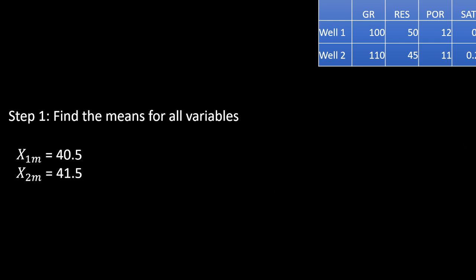Step 1: this is the arithmetic mean x1m. The 1 represents your well 1 values, x is your data, and m represents the mean. So x1m is the mean of the first well's values: 100 plus 50 plus 12 plus 0.2, divided by 4. That value you will get here is 40.5. In the same way, x2m represents the mean of these four data points, which is 41.5. So this is your first step.